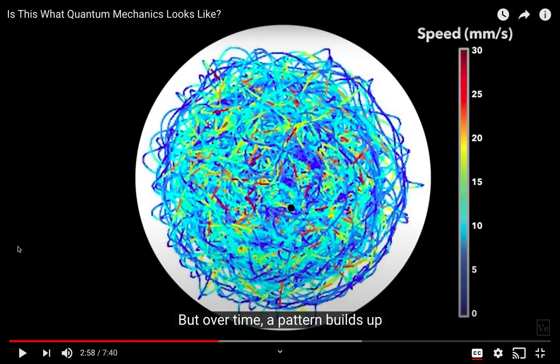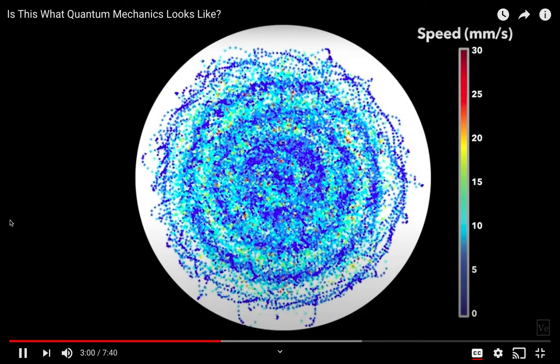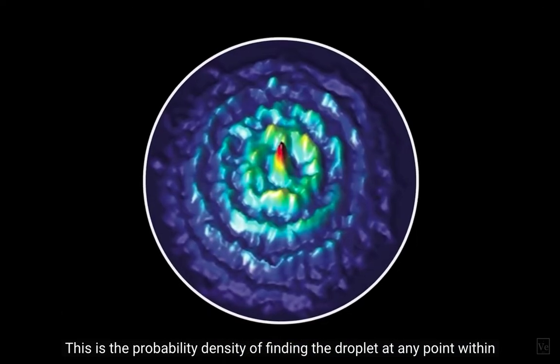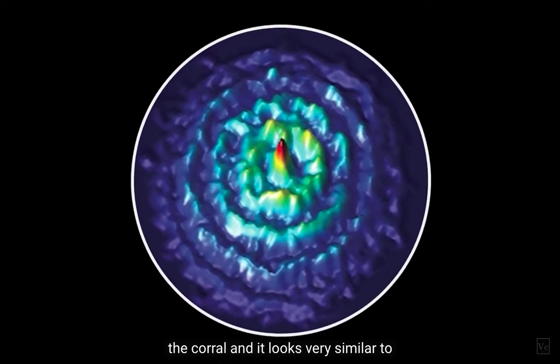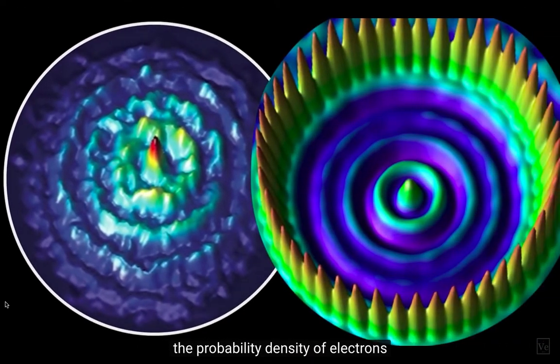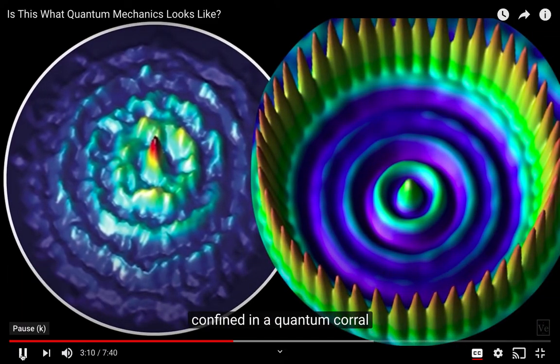Fun fact: this was figured out by a scientist named Robert Brown and is sometimes called Brownian motion, and that is actually what my YouTube channel is named after. A pattern builds up. This is the probability density of finding the droplet at any point within the corral, and it looks very similar to the probability density of electrons confined in a quantum corral.